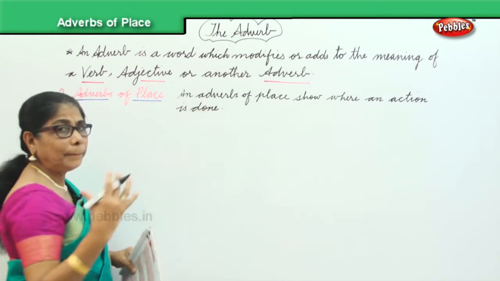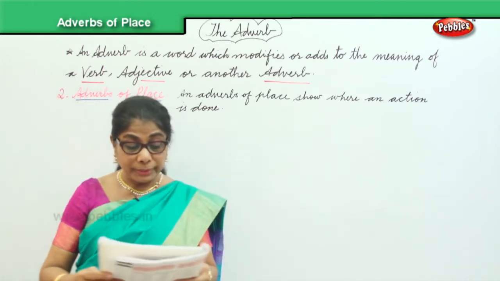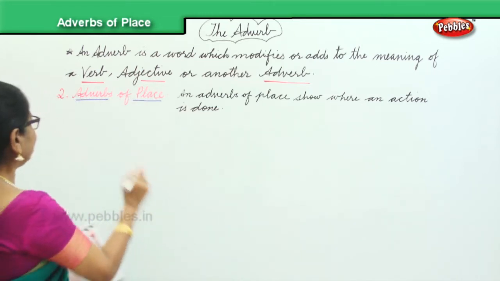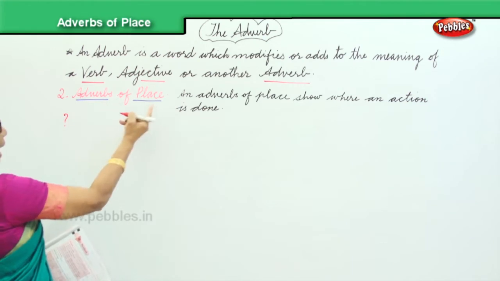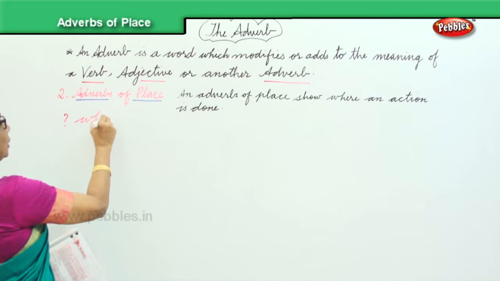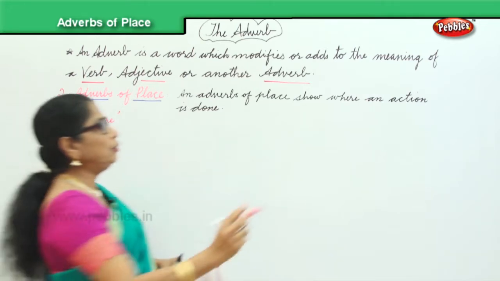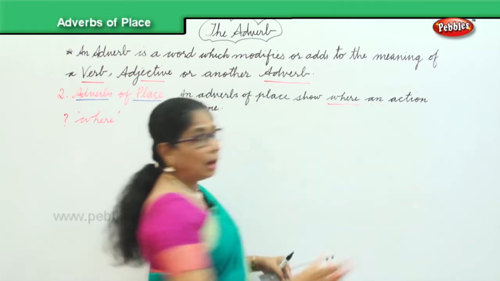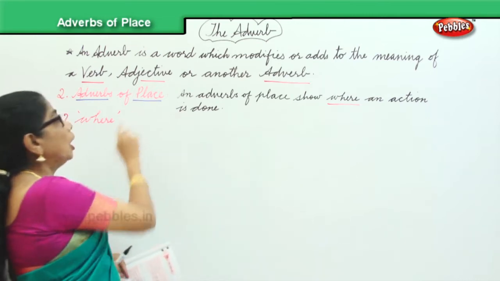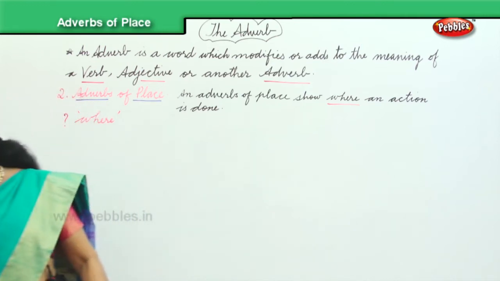So adverbs of place say very clearly where. What you have to do is ask the question where, which place, where is the action done? If it answers the question where, then you know it's an adverb of place. Okay, I'll give you a few examples.